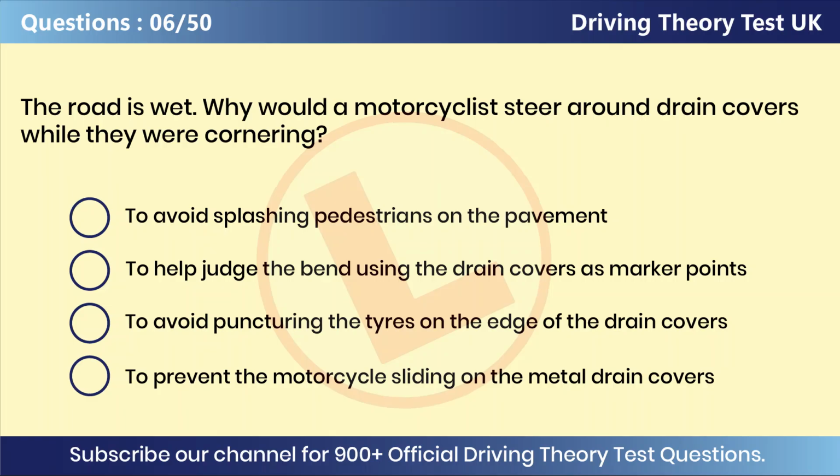Question 6. The road is wet. Why would a motorcyclist steer around drain covers while they were cornering? A. To avoid splashing pedestrians on the pavement. B. To help judge the bend using the drain covers as marker points. C. To avoid puncturing the tires on the edge of the drain covers. D. To prevent the motorcycle sliding on the metal drain covers.